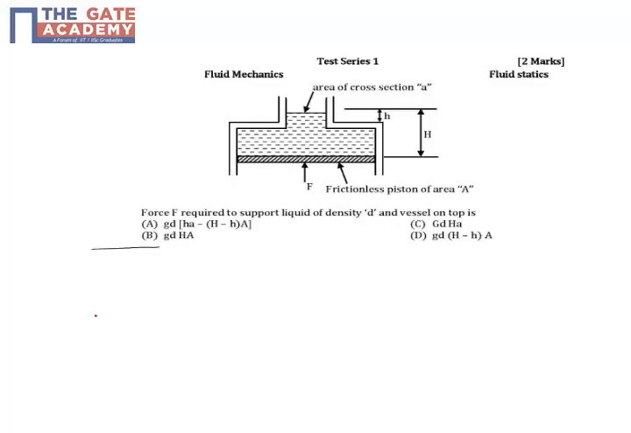So, if you draw the free body diagram of this piston, now nothing is mentioned about the weight of the piston, so we will assume that it's a massless piston. Now if you draw the free body diagram of only the piston, you have vertical force F, which is what we are supposed to find, and the force that is acting here, that is the fluid pressure.